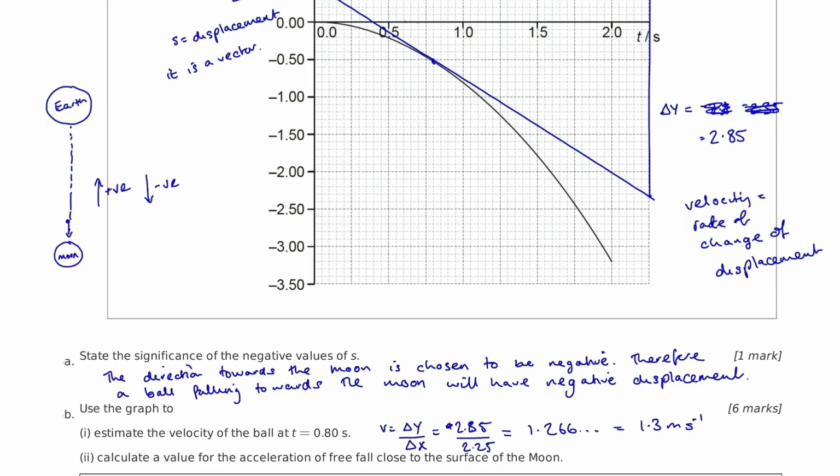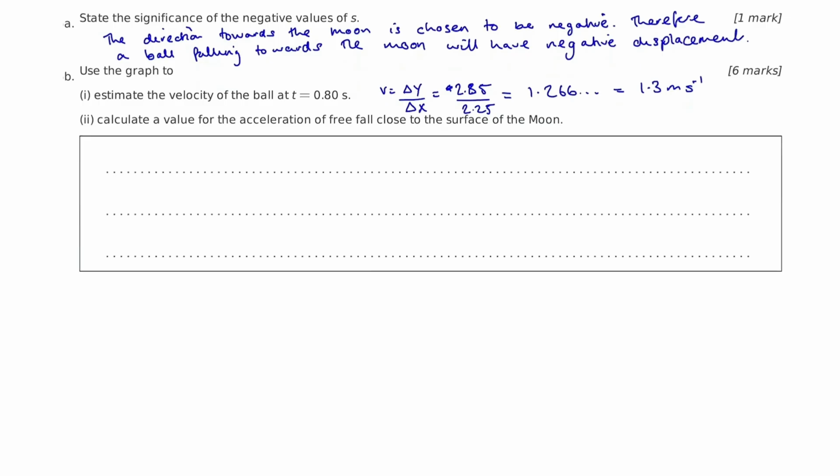Second question of 6b says calculate a value for the acceleration of free fall close to the surface of the moon. So acceleration is v minus u over t. Let's say t is equal to 0.8 seconds. v is equal to 1.3 at that stage, we just worked that out. u is equal to 0 because it's dropped from rest. So we have 1.3 minus 0 divided by 0.8 gives us an acceleration of 1.6 meters per second squared.